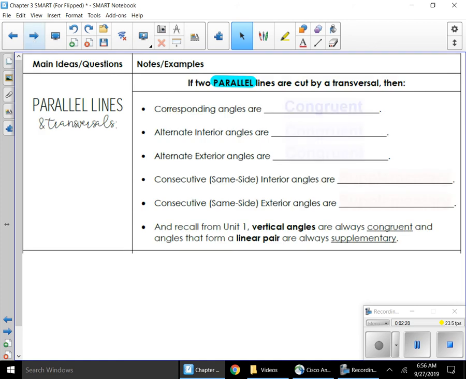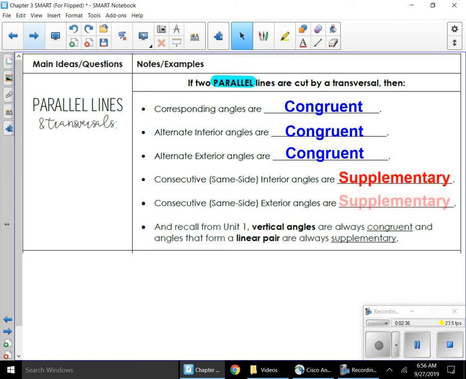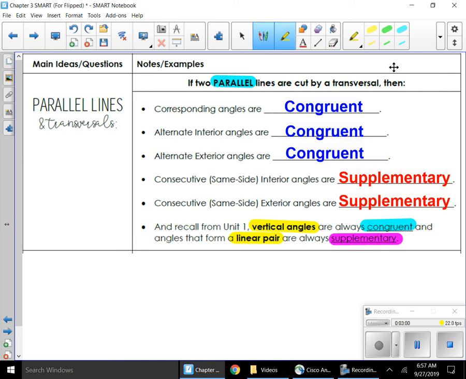Not everything is congruent though. Consecutive angles, both on the interior and the exterior, are supplementary. So they add up to 180 degrees. The property that I was using earlier, vertical angles, those can come back as well. Vertical angles are always congruent. And then you can also have supplementary angles from linear pairs. Linear pairs are supplementary. So we see the same two properties over and over and over again. Things are either congruent or they're supplementary.